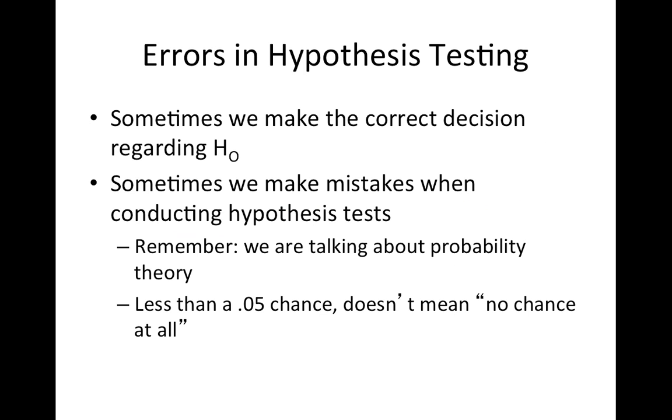Now, sometimes we make the correct decision regarding the null, but sometimes we make mistakes because we're talking about probability. P is probability. P is something's likelihood of happening. And just because we say that something has a less than 0.05 chance doesn't mean that there's no chance at all. So we acknowledge that we can make errors in evaluating our probability and evaluating our hypothesis. However, we have to recognize that we could be wrong, and these are called errors.